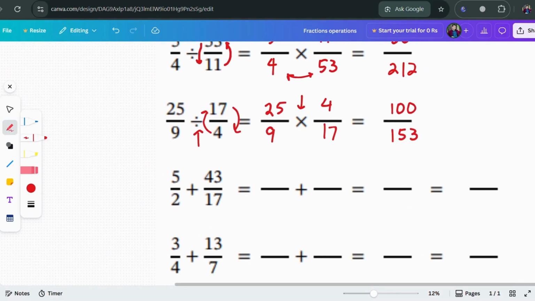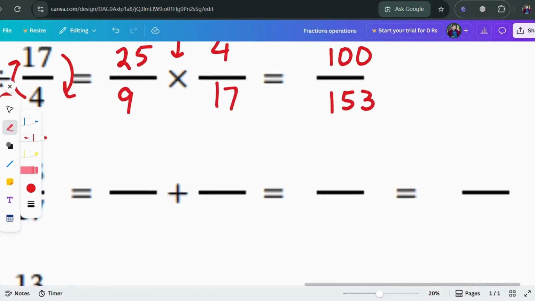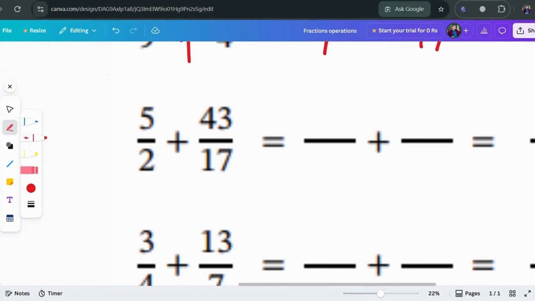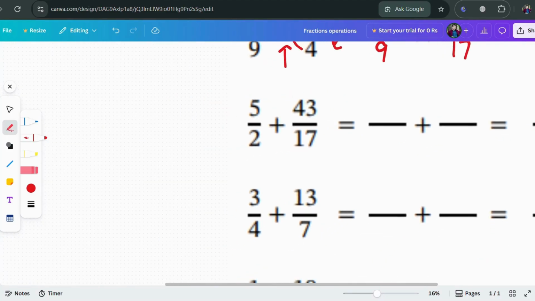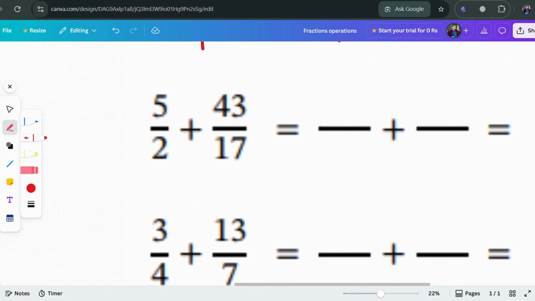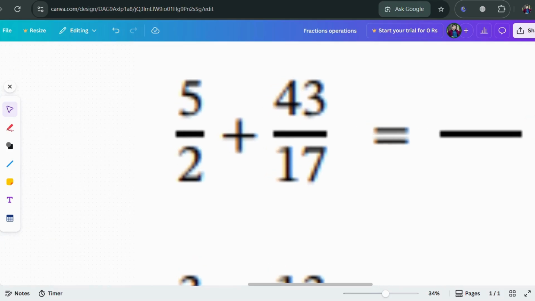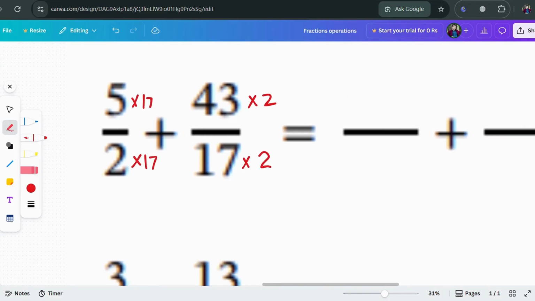Now in our next question, we will be performing the addition problem. So here it is, 5 over 2 plus 43 over 17. As we remember, in order to get the common denominator, we were multiplying both numerator and denominator with specific numbers. For this one, I'm going to multiply with 17 on both sides so that I can have the same denominator for both of them. So 5 multiplied by 17 gives us 85, and 2 multiplied by 17 gives us 34.